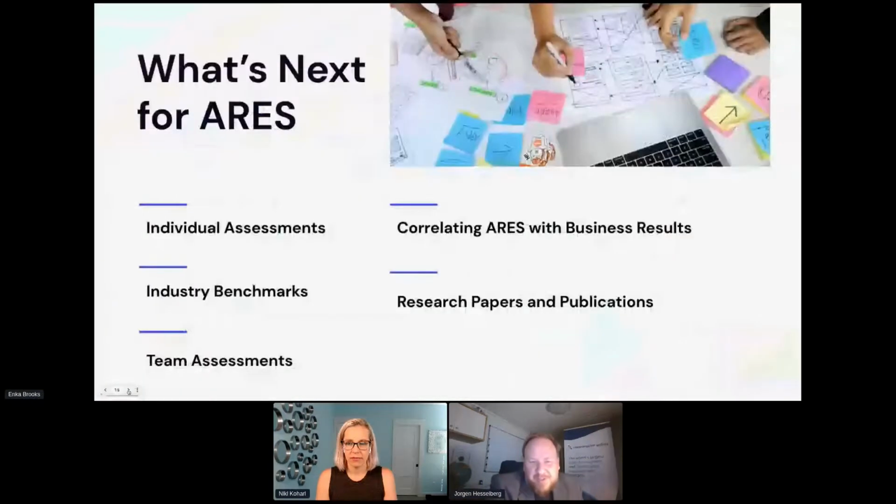What we're going to do then, because once we've done these things, this is going to help us collect a lot of data that's going to be really useful, just like Nikki was saying. Once we have this data, we can start to correlate this with business results. But then lots of other things can actually come out of this as well. And Nikki, you'll talk about some of the other things we're planning to do next with ARIS.